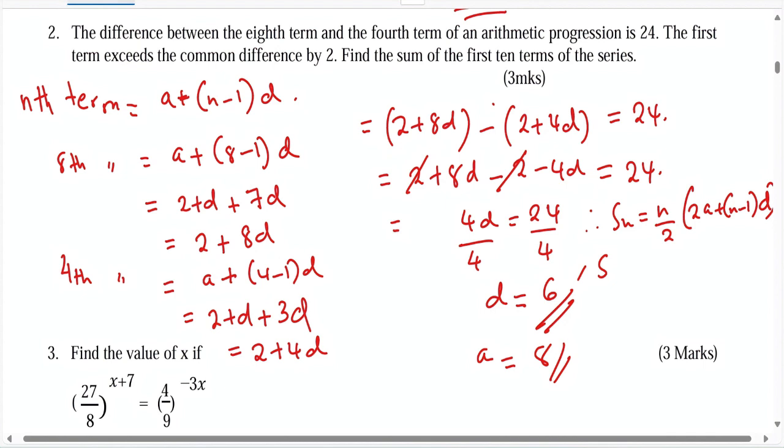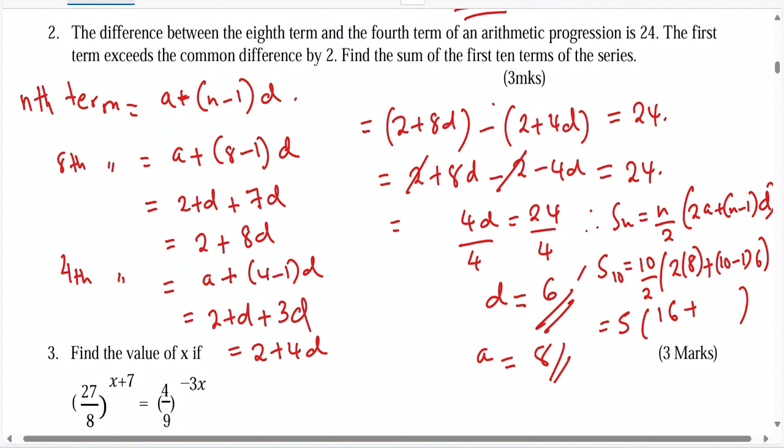So sum of 10 terms is given by n over 2, which is 10 divided by 2, into bracket 2 times 8 plus n minus 1, which is 10 minus 1 times our common difference, which is 6. So 10 divided by 2 ni 5. 2 times 8 ni 16 plus, 10 minus 1 si ni 9. Sorry for that. So 10 minus 1, 9. 9 times 6. So basically 9 times 6 wajua ni ngapi? Ni 54.